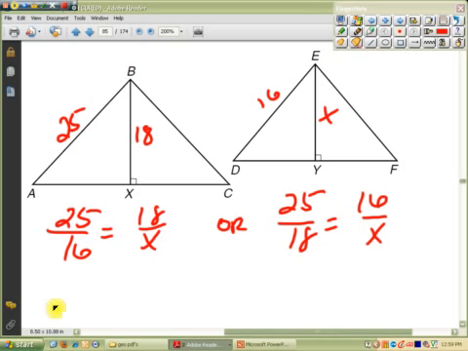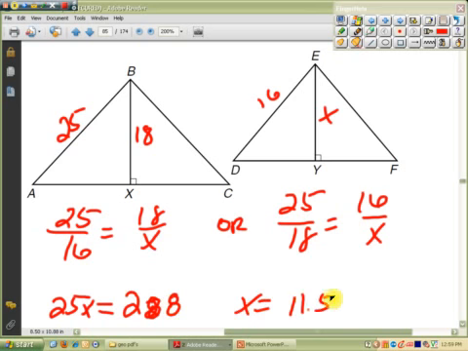And when you solve these, you get 25X equals 288. And when you divide 288 by 25, you get X equals 11.52.